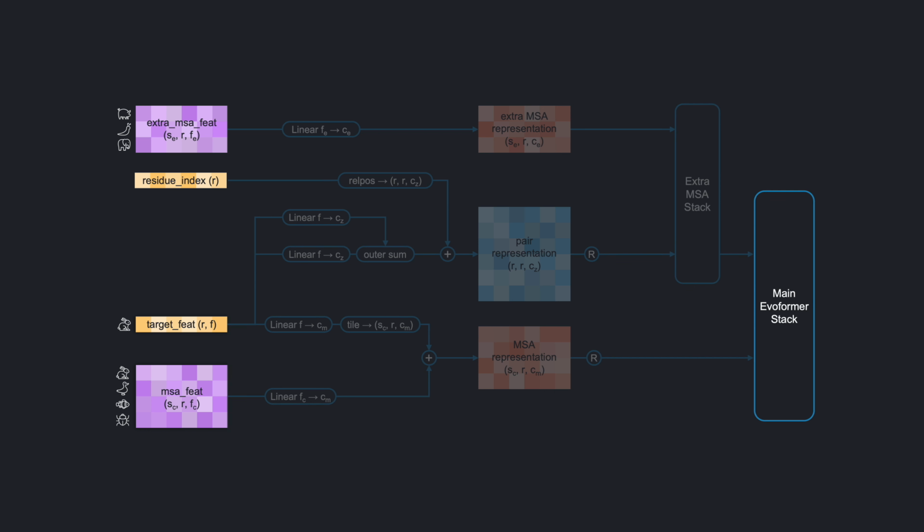The linear layers should be nothing new to you. Outer sum is just like the outer product, only with plus. Rel pos is the way that AlphaFold handles positional encodings. We don't directly replace the indices with learned vectors, but for each pair of residues, we take the difference of the indices and replace that with a learned vector. The tiling of target feed just means broadcasting it to the bigger shape, and the two R's next to the pair and MSA representation show where the recycling embedder takes place. AlphaFold runs its whole architecture several times, and the recycling embedder uses the outputs from the last iteration to update the pair and the MSA representation.